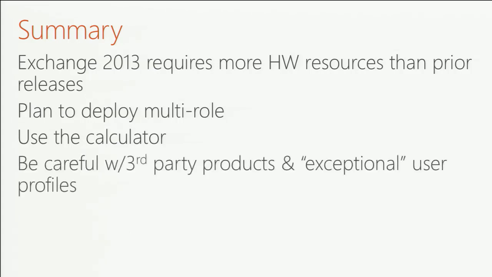Don't need to really mention this more than what I say on the slide. Third-party products can have a big impact on sizing. Don't scale up. Scale out. It's the way we architected the product, the way we recommend deploying. Wherever possible, scale out. And run JetStress.